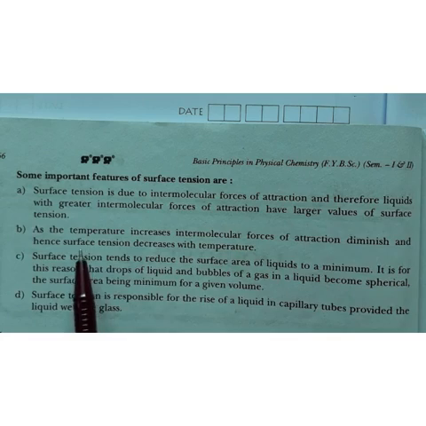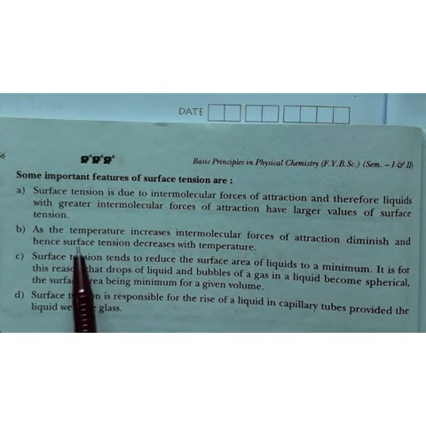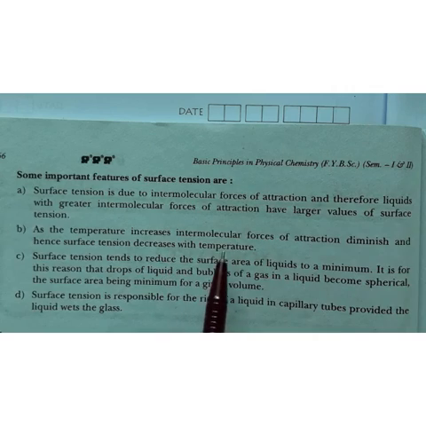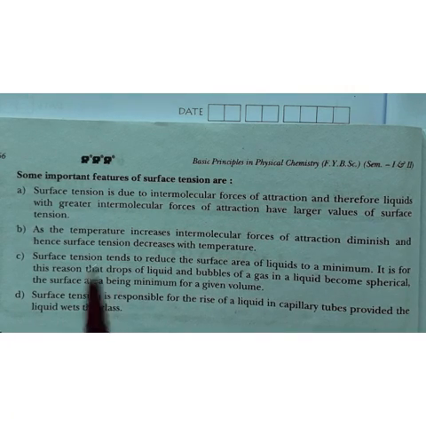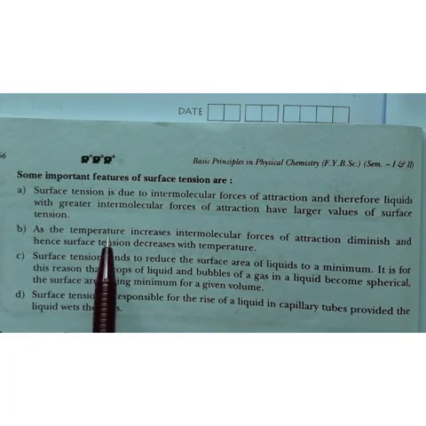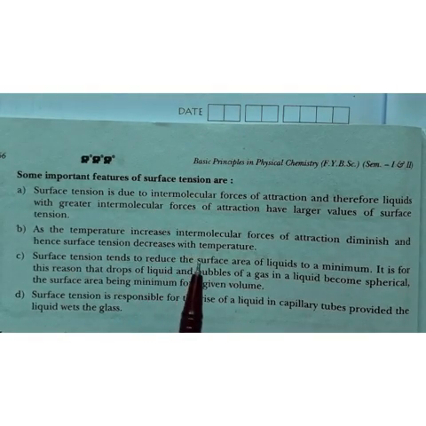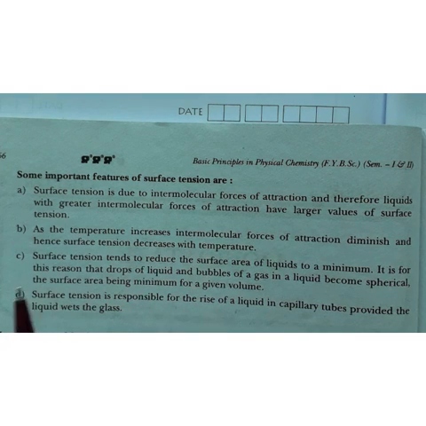So it is said that surface tension decreases with temperature. And surface tension increases with decrease in temperature. So what we can say, when temperature increases surface tension decreases, and when temperature decreases surface tension increases. They are inversely proportional to each other.